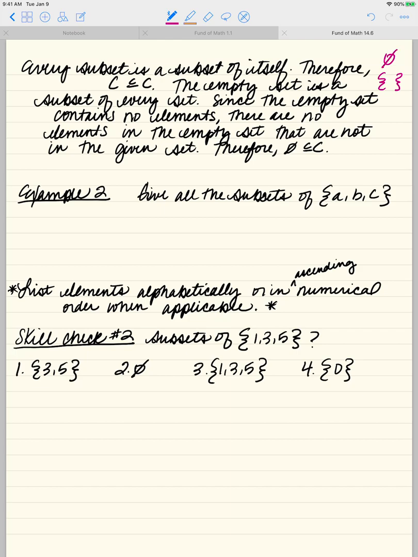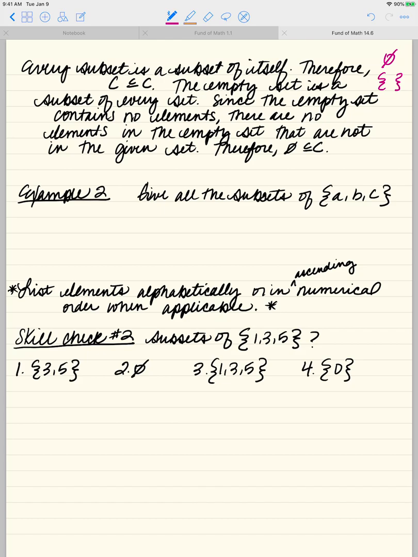And the empty set is a subset of every set. Since the empty set contains no elements, there are no elements in the empty set that are not in the given set. Therefore, the empty set is also a subset of every set.